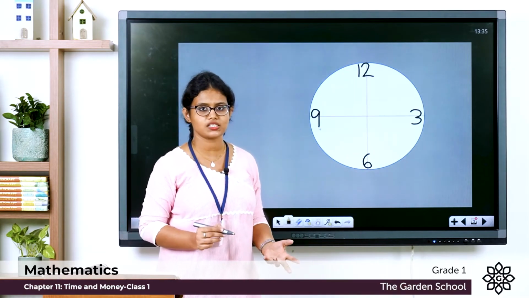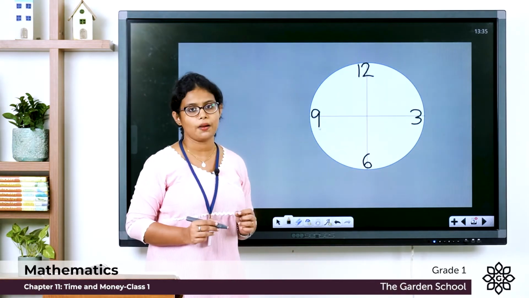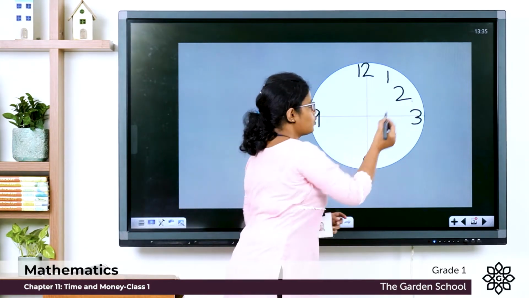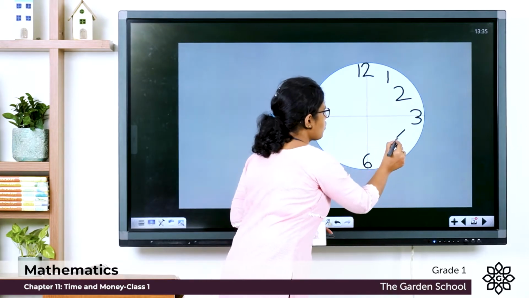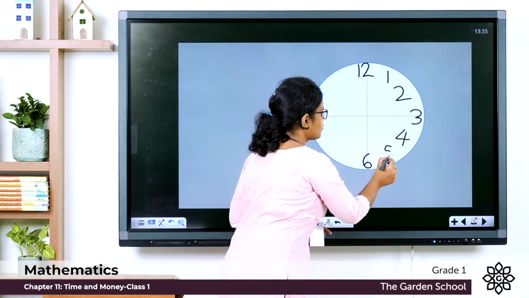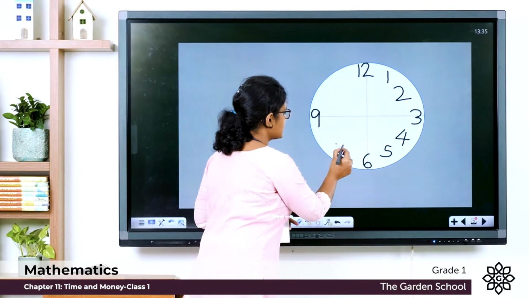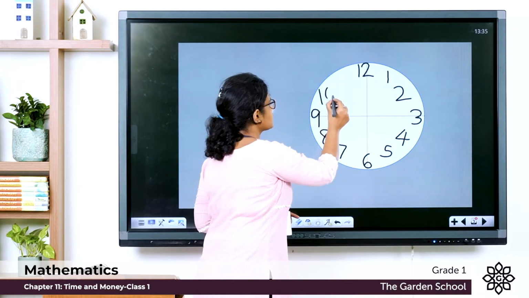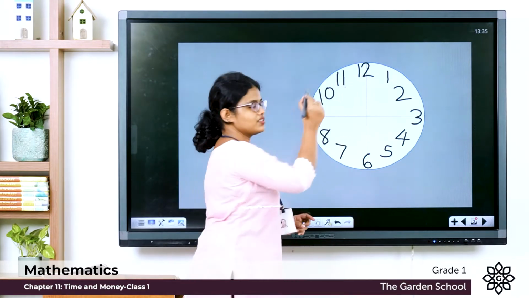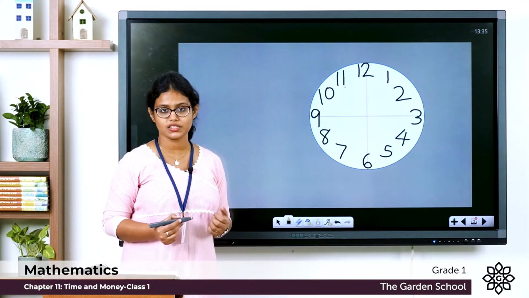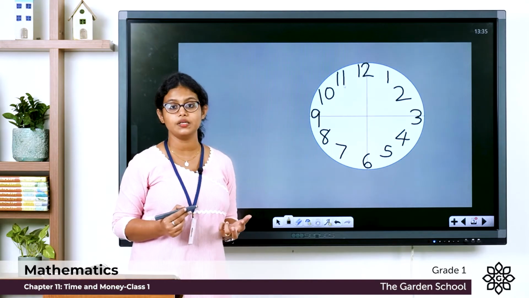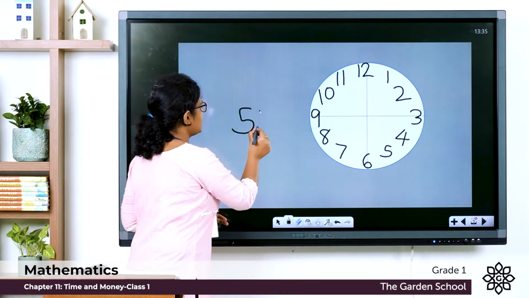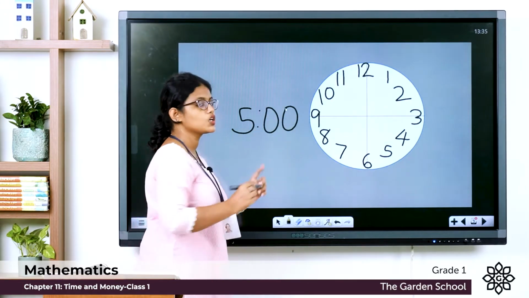Then what do you need to do next? You need to fill in the numbers. 1, 2, 3, 4, 5, 6, 7, 8, 9, 10, 11. Now we need the two hands. We need to set the time 5 in this clock.